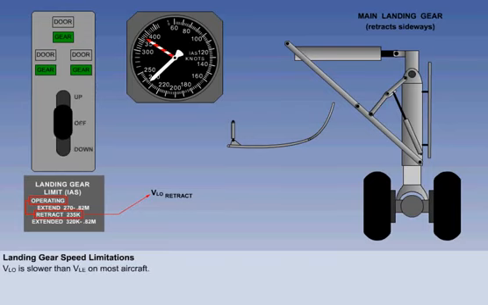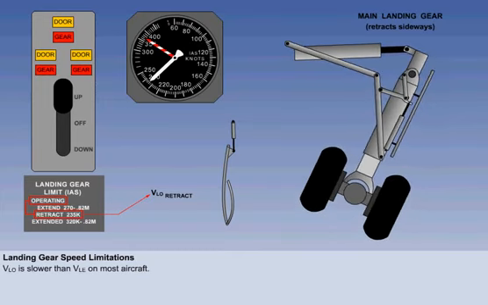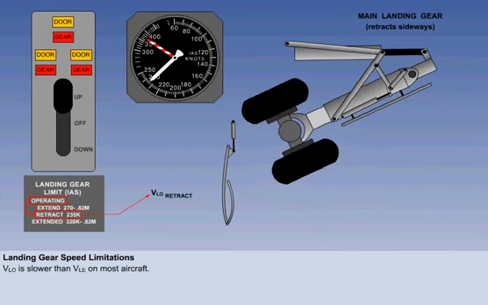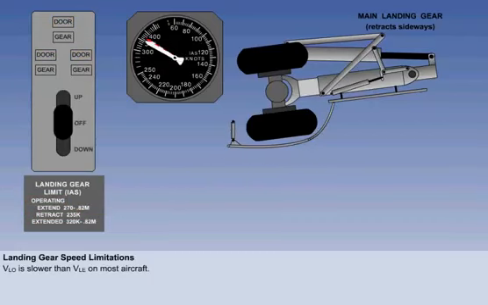The main landing gear usually retracts inward, and you can see that when the gear is in transit, the main landing gear doors are open. The vulnerability of the doors is the reason that VLO is slower than VLE. Once the gear is up and locked, there is no speed restriction associated with the landing gear.